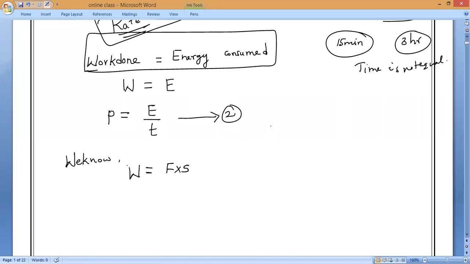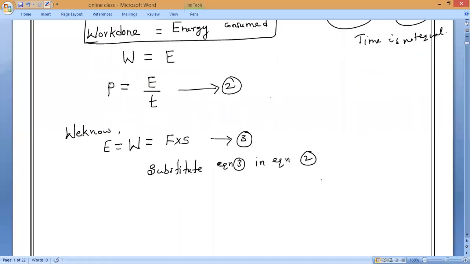So now, as we all know, work done is equal to energy released by the body. So in place of E or W, I will substitute this one. Let me take this as equation 3. Substitute equation 3 in equation 2. Mr. Kaushik, you cannot escape for so many days. Just substitute, in place of E or W, write this F into S and tell me what will happen.